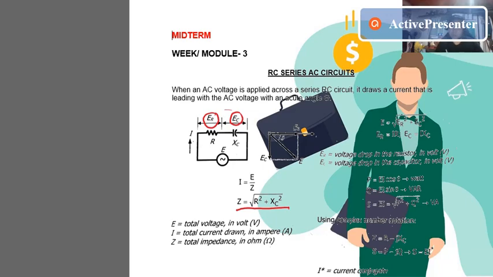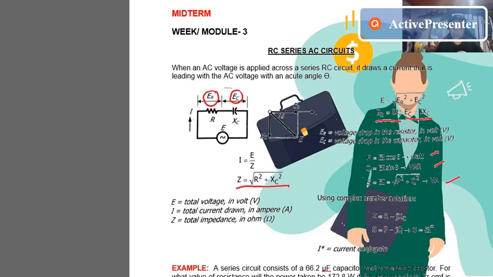And our formula also, in solving the voltage drop in a resistor, is I multiplied by the resistor, and for our capacitor, I multiplied by XC. Given in our last topic, using complex number notation, we have Z equal to R minus jXC, and S equal to P minus jQ, or S is equal to E and the current conjugate.